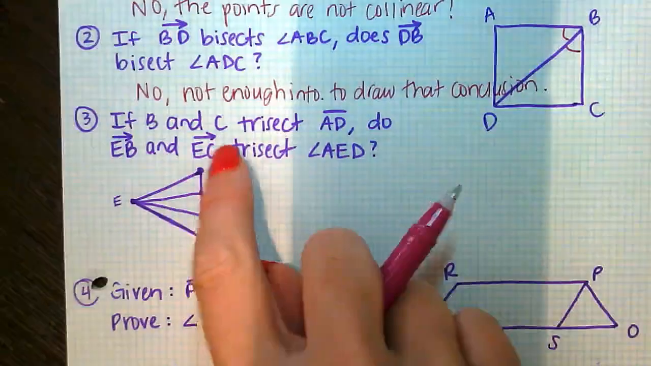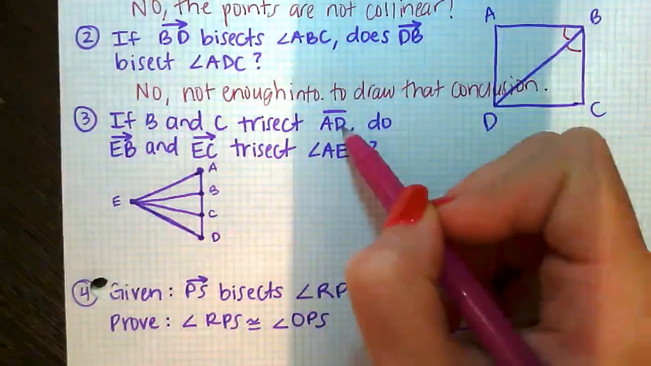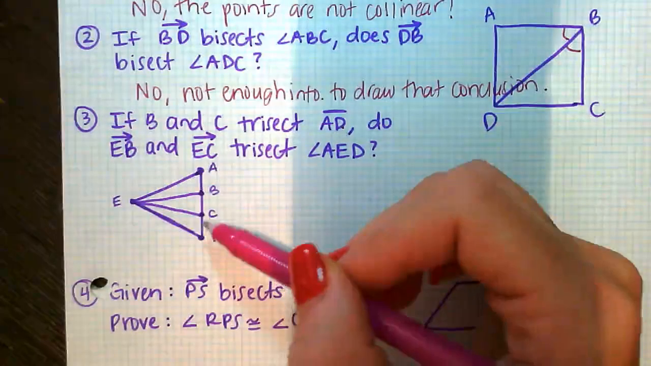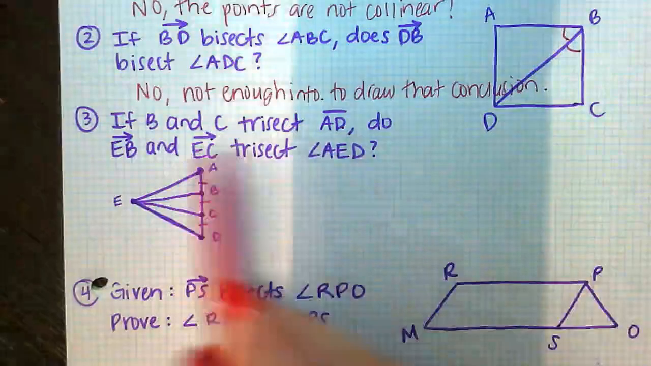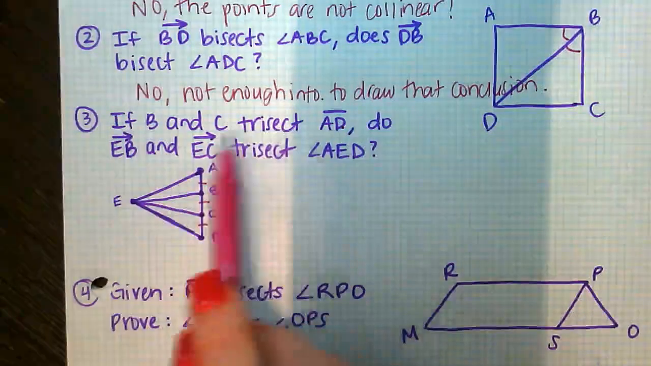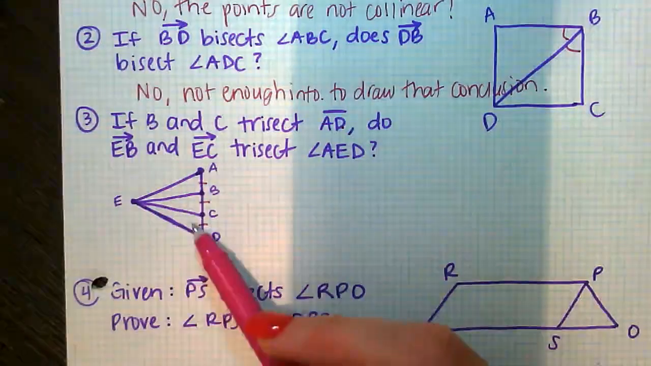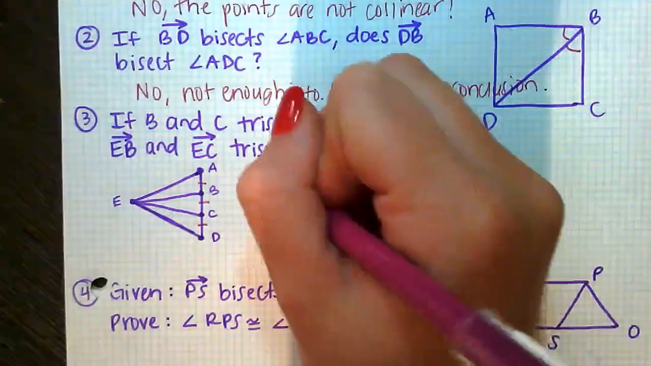All right, let's take a look at the next example. If B and C trisect segment AD, so let's think about that. The segment is being cut into 3 congruent pieces. So if I want to illustrate this first part, I can add those tick marks. If B and C trisect this segment, does ray AB and ray EC trisect the angle? That's definitely going to be no.